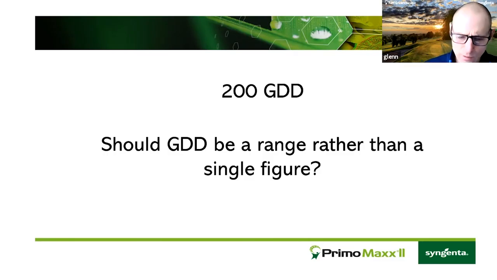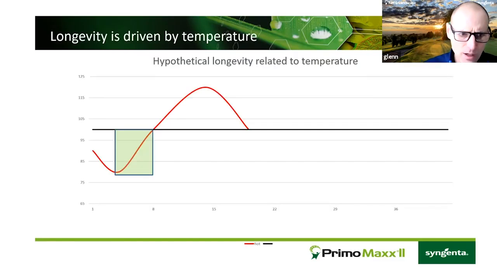So look at it as a range. And the reason I say that is because we are trying to get into this hypothetical point in the curve. We don't want to be applying our second or third application of Primo before it reaches the bottom of its curve, before it reaches its maximum period of suppression. We want to be getting somewhere between the bottom of that curve and the point where it runs out.